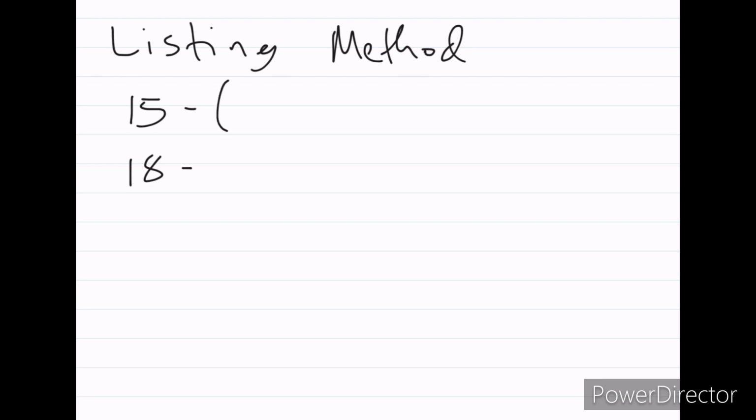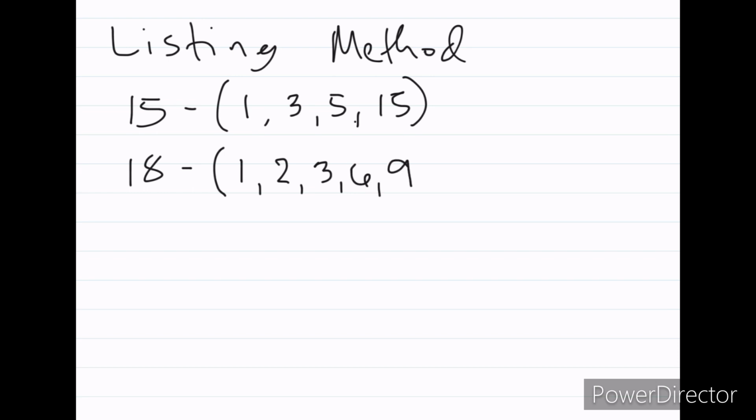So we need to list the factors of 15, of course, 1, 3, 5, and 15. So these are the factors of 15. 1 times 15 is 15, and 3 times 5 is 15. Next, 18. We're going to list the factors of 18. First, 1, 2, 3, 6, 9, and 18.